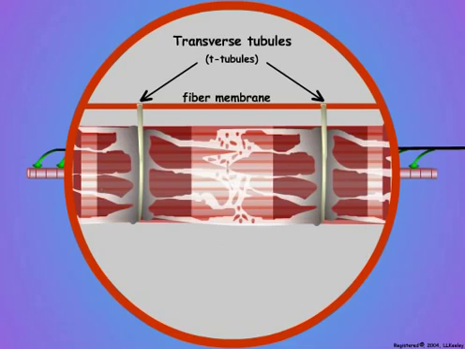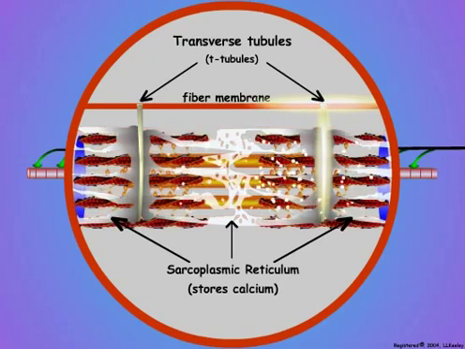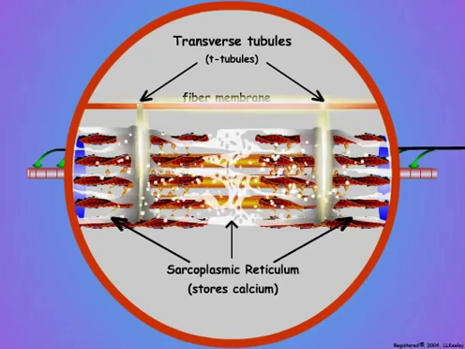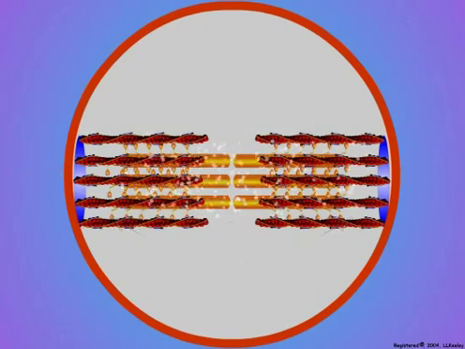The T-tubules essentially carry the electrical signal into the sarcoplasm and along the sarcoplasmic reticulum, a complex of membranous vesicles that serve to store calcium within the muscle. Depolarization of the T-tubule membrane activates calcium release channels of the sarcoplasmic reticulum to release stored calcium into the sarcoplasm.